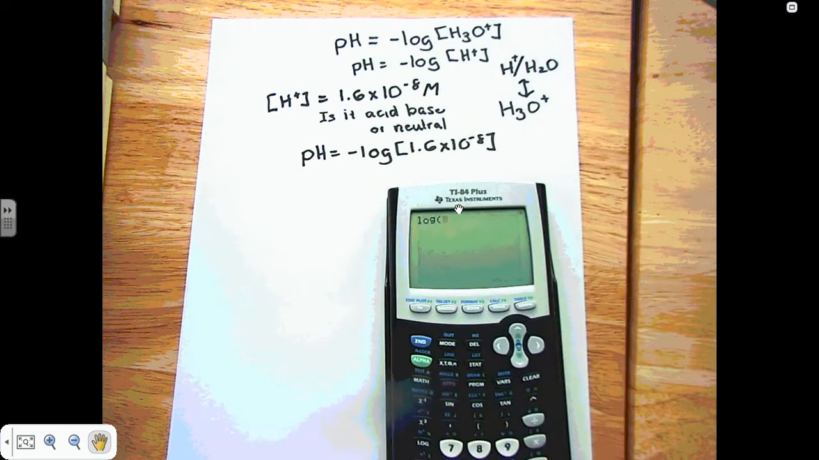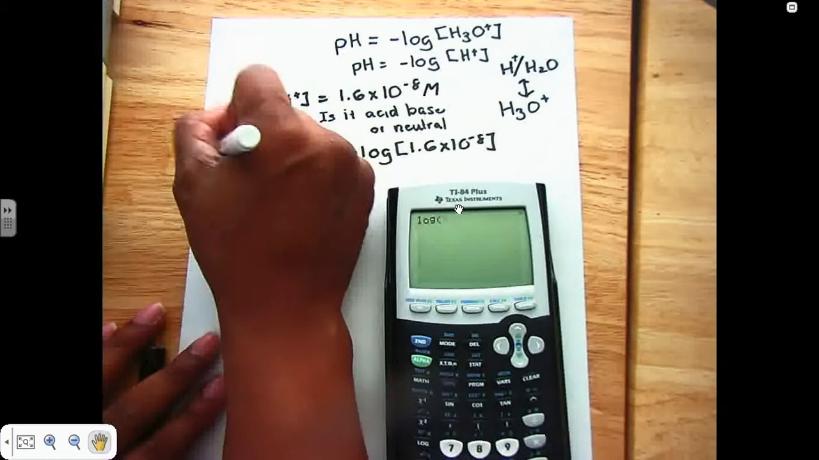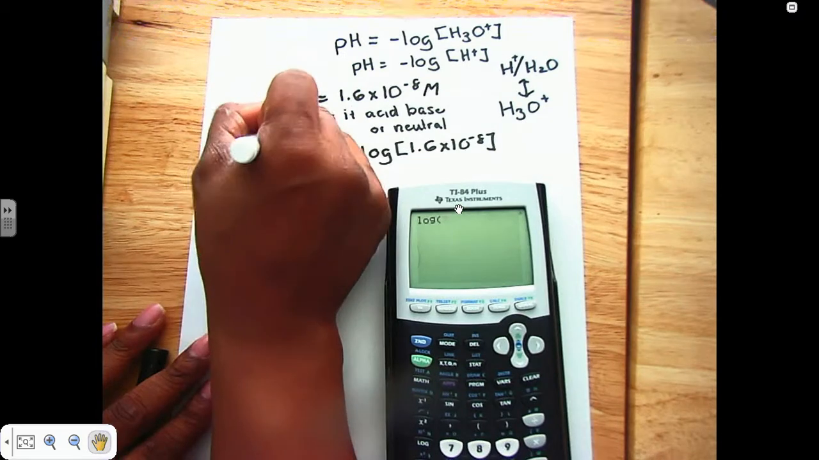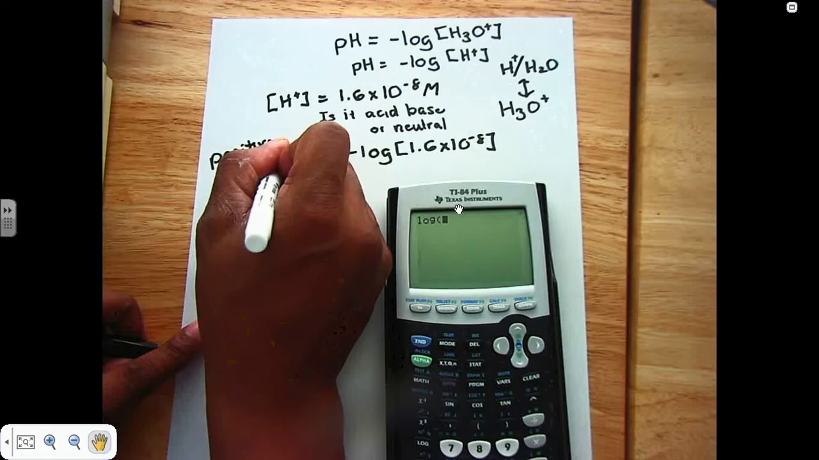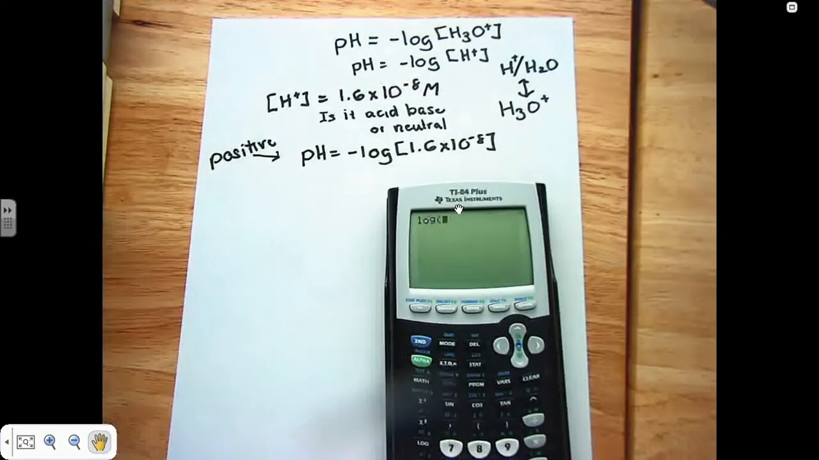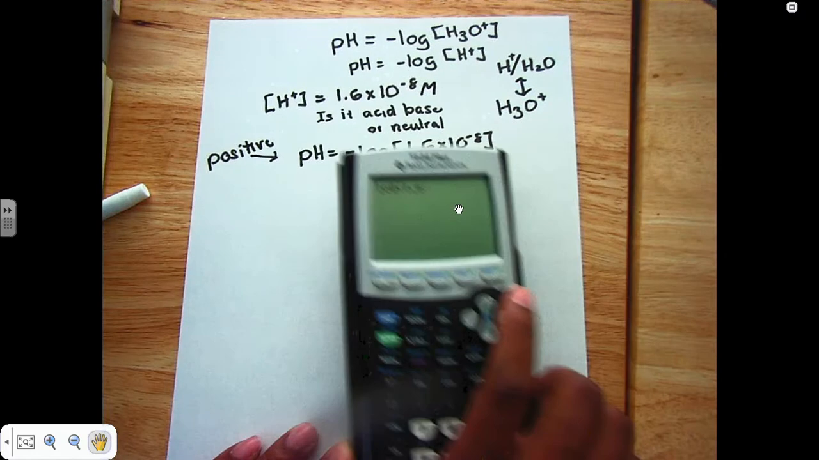I tend to forget that and put the negative on the end, so I need to keep in mind that my pH value is positive. So if I get a negative value, I'm looking for a positive pH for my answer. If I'm getting a negative answer, I just need to remind myself that pH should be positive, it shouldn't be a negative number. So I take my 1.6, and here's a little bit of calculator information if you didn't know.